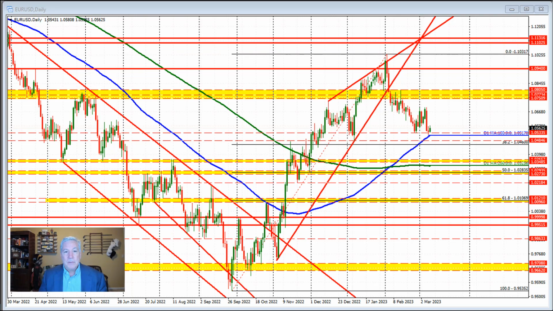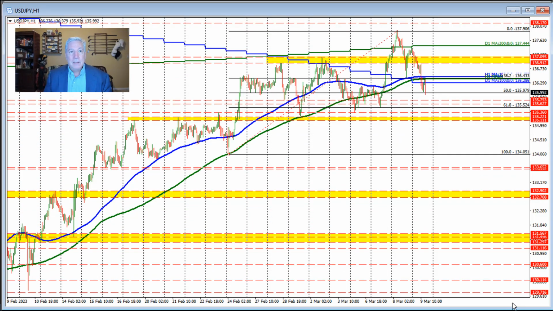Let's take a look at the dollar versus yen. And on this chart, we did see the dollar yen move to the downside. The yen moved to the upside. That was despite what we saw in Japan as a weaker than expected GDP that came out.